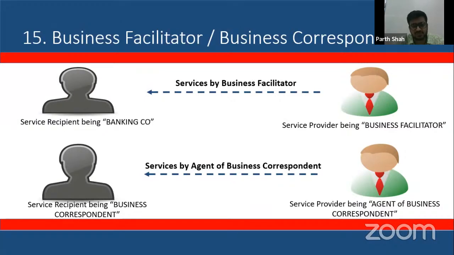Similarly, in case of business correspondent, the agent need not pay tax, but the banking company is required to pay tax. The slight difference in both these entries is that the agents of a business correspondent are the persons who also transact on behalf of the business correspondent. However, in case of a business facilitator, they do not act on behalf of the banking company. They just facilitate the transaction by way of, say, introducing the customer to the banking company. And for that, they receive a fee. So on that fee, the banking company is expected to pay tax under reverse charge.